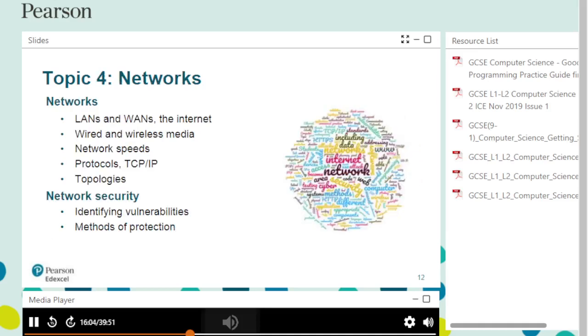Topic 4, on page 11 of the specification, is concerned with networks. Students must understand why and how computers are connected in networks, including the internet. They're expected to know that data is split into packets for transmission across a network and understand the role of IP addressing and routers in directing traffic on the internet.